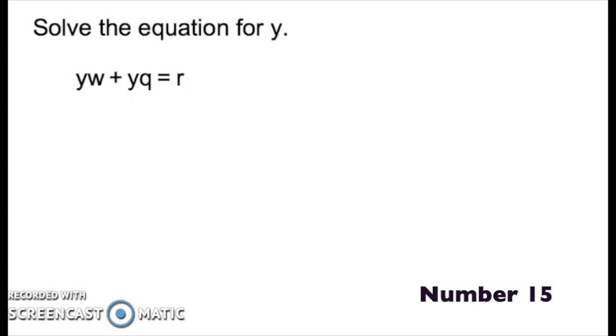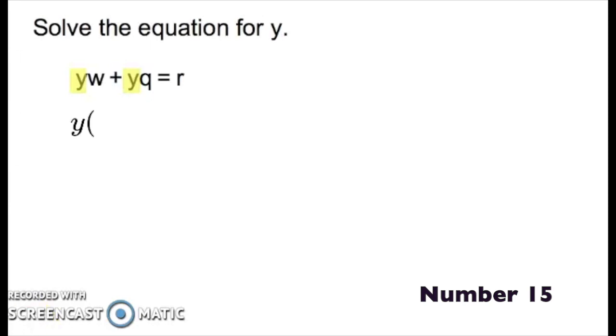We have yw plus yq equals r. And like I said, we're solving for y, so let's highlight the y's. Now notice that y is being multiplied by w and being multiplied by q. So the first step would be to undo that multiplying, which is called factoring. So we're going to put y on the outside of a parenthesis.